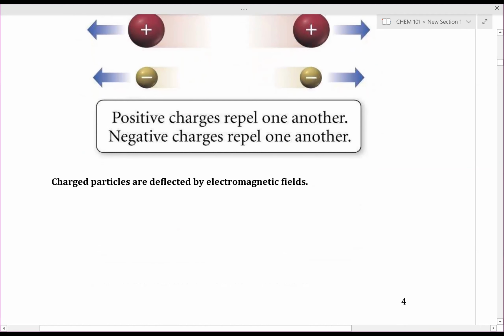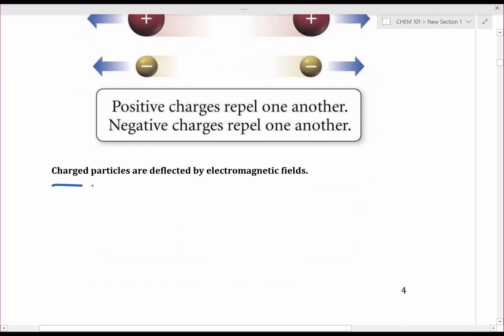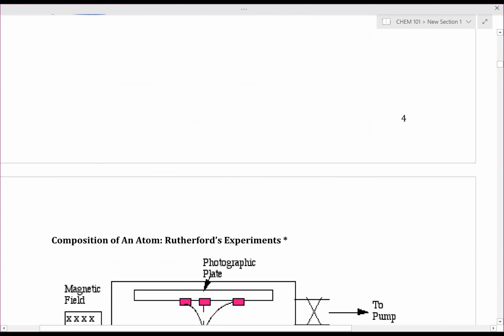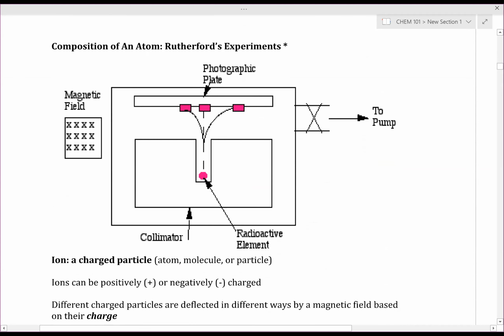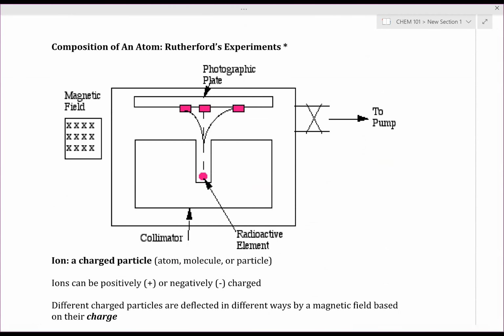An additional thing that we need to know is that charged particles are deflected by electromagnetic fields. We'll see this in this next study looking at radioactive emissions. So let's pull up this picture, and this is one of Rutherford's many experiments. It's a wonderfully simple and brilliant experiment in that it provides compelling evidence for the main particles that make up an atom. So in this study, they have a radioactive element.